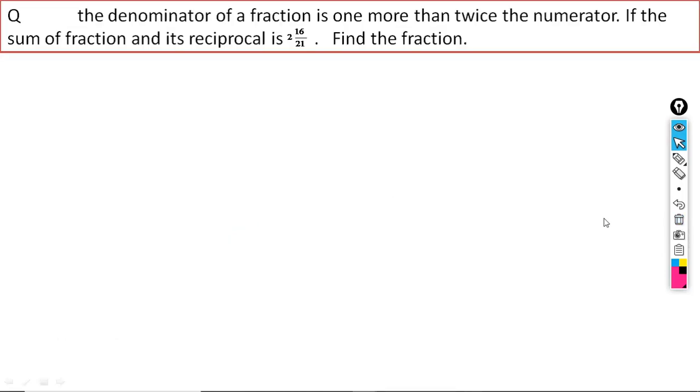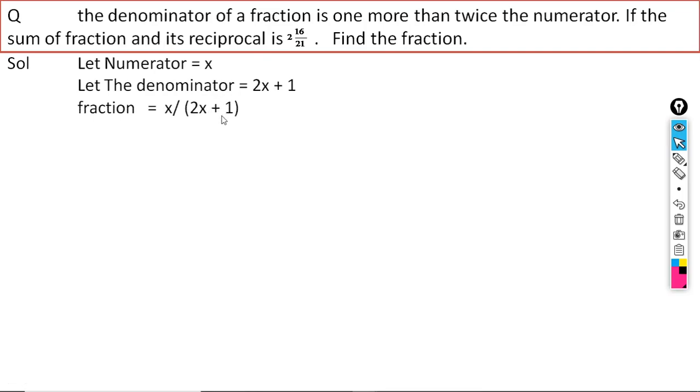Now let us have another problem on this. The denominator of a fraction is 1 more than twice the numerator. So the numerator will be considered as x and the denominator will become 2x plus 1. The fraction will be written as x upon 2x plus 1. According to the question, the sum of a fraction and its reciprocal, the fraction is x upon 2x plus 1 and its reciprocal is 2x plus 1 upon x. Their sum is 2 16 upon 21.